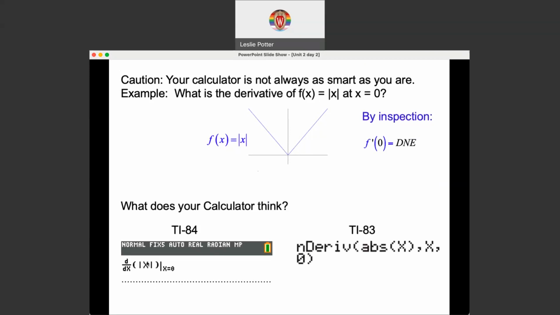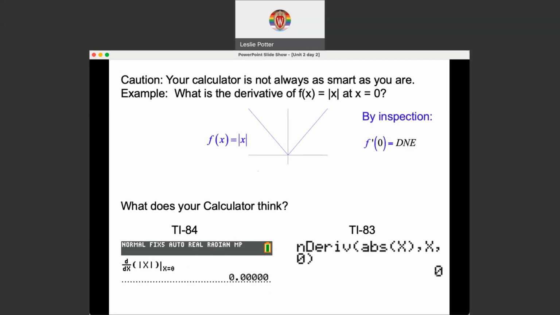So we can put in the absolute value function. Absolute value is under the math key. And if you arrow to the right under NUM, which stands for number, you'll see it's the first option. So I put the absolute value in. That's what ABS is here with the 83 notation. And when you hit enter, it gives you a slope of 0. Now, ironically, it doesn't give you a slope of 1 times 10 to the minus 6.